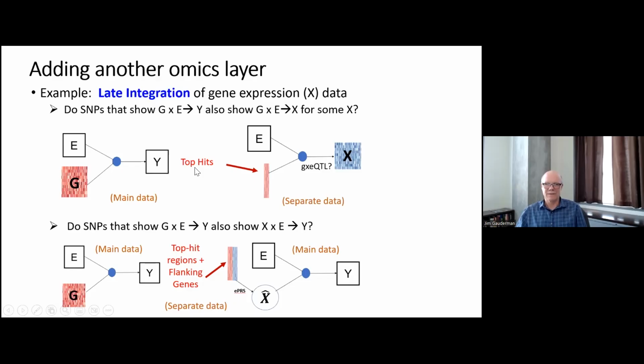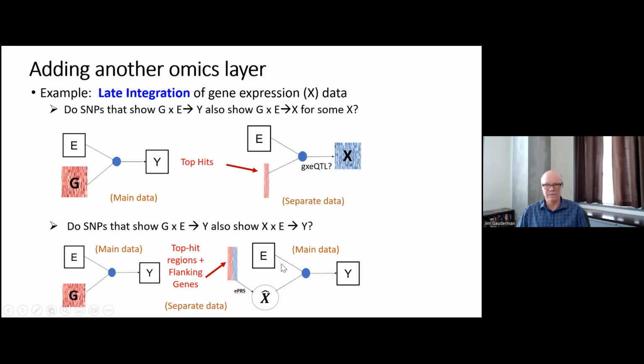SNPs, taking the top hits out, and then in a separate database, focusing just on a handful of GWAS or GWIS significant SNPs, and looking to see whether any of them are interacting with E in terms of affecting expression. Or we could look at whether SNPs that show interaction in the main data, when you pull them out and look at those SNPs and flanking genes, develop EQTL models and corresponding PRS, bring those back to the main data, and ask whether you see some expression by E interaction.